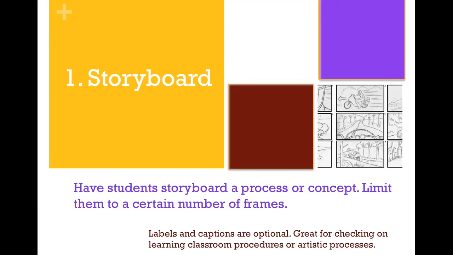And number 1, one of my favorites, storyboard. Have students storyboard a process or a concept and limit them to a certain number of frames. Labels and captions can be optional or encouraged. Again, another one of those ways to reach kids who might not have those writing proficiency levels that you'd like, or students who are English language learners. Being able to draw or illustrate their thoughts and their understanding of concepts helps both of you know where they're at in a more realistic way. It's great for checking on learning and classroom procedures too.